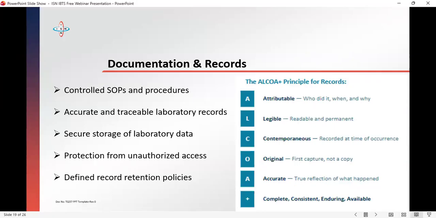Protection from unauthorized access. If you have computers, do they have user access levels? For instance, Nkem and Rufus will not have the same access level. Rufus may have a senior level to edit whatever I do, and I have only access level to enter results. If you have documentation, who is in custody of the manual data that is written?